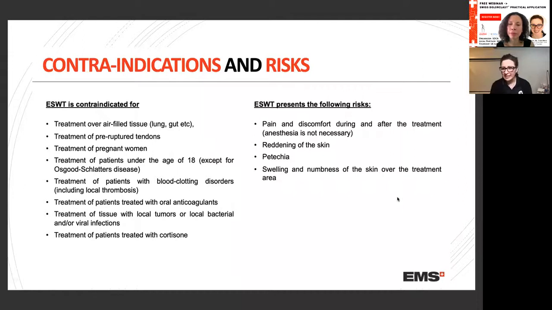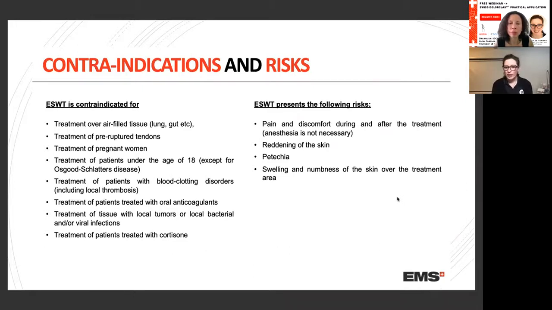The only risks involved: you get pain and discomfort during and after the treatment. We don't use anesthesia with shockwave because we need the feedback from the patient to tell us what they're experiencing. We might get some reddening of the skin, some paresthesia, swelling and numbness over the treatment area, but they're probably the only risks we know of.